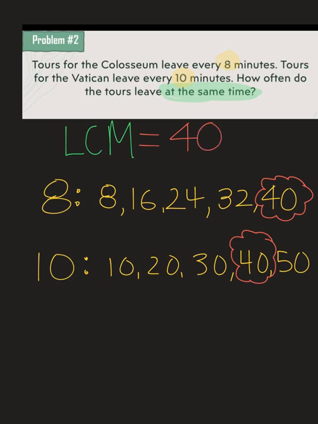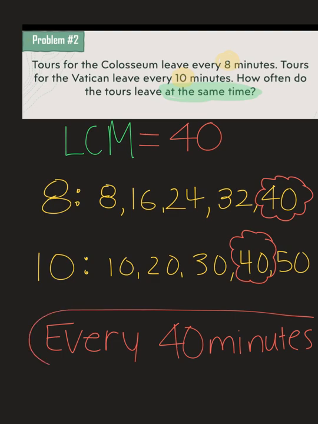So what does this tell us? What does that 40 represent? Well, let's look back to the question, and it says, how often do the tours leave at the same time? So the tours leave at the same time every 40 minutes. So don't forget your units on this problem because it's a word problem.